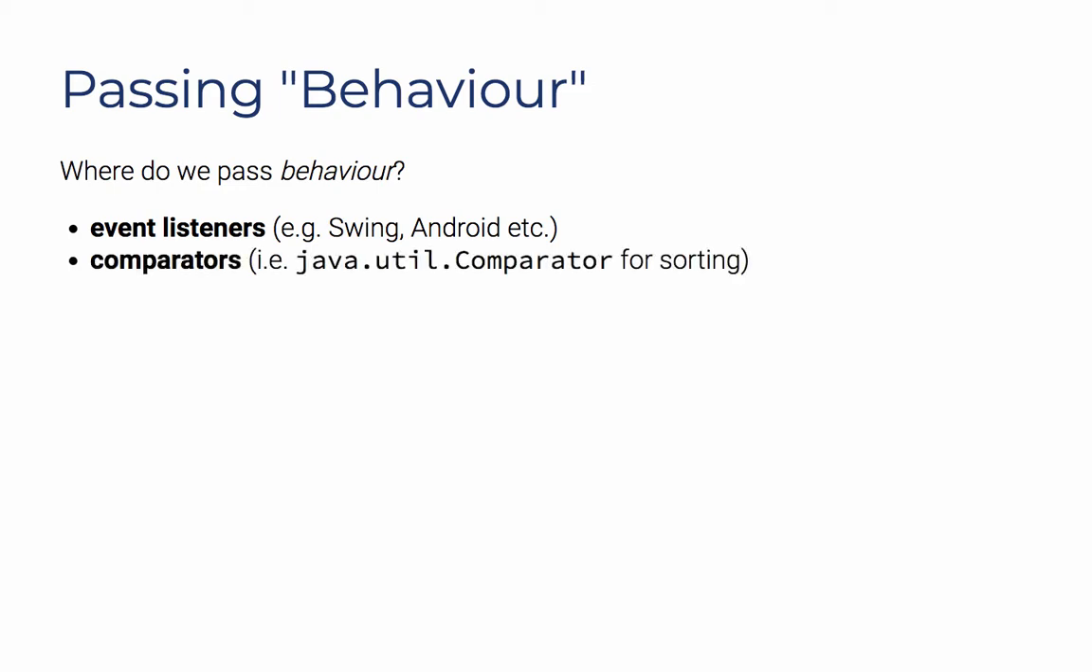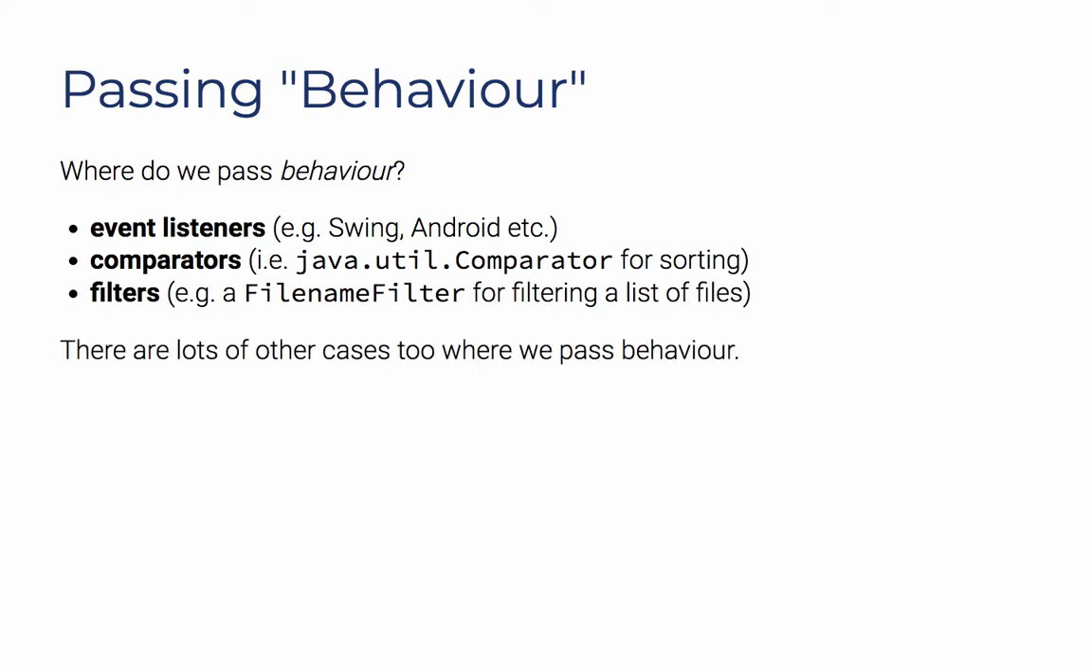Next we have comparators. Here you create a class which knows how to compare two objects of the same type, which defines an ordering between them. You can then pass this to a sort routine which will use it to order the elements in accordance with the comparator. Then we have the various filters that we might implement. For example, a file name filter which can filter a list of files. There are lots of other cases too where we pass behavior around, but these are some common ones which you're probably already familiar with.